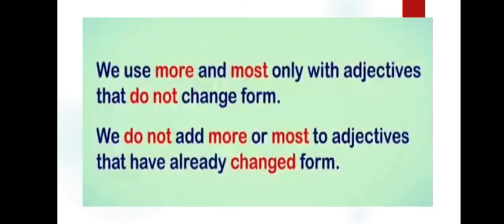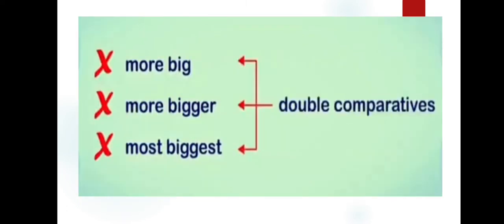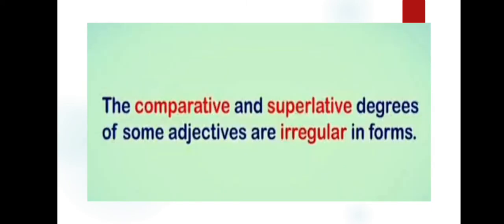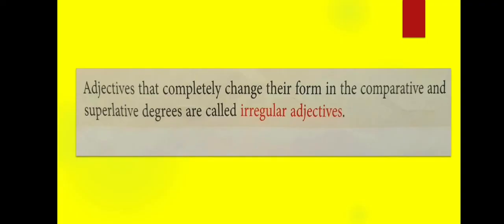We use more and most only with adjectives that do not change form. We do not add more or most to adjectives that have already changed form. The phrases more big, more bigger, and most bigger, biggest are incorrect and are called double comparatives. The comparative and superlative degrees of some adjectives are irregular in form. They are called irregular adjectives.